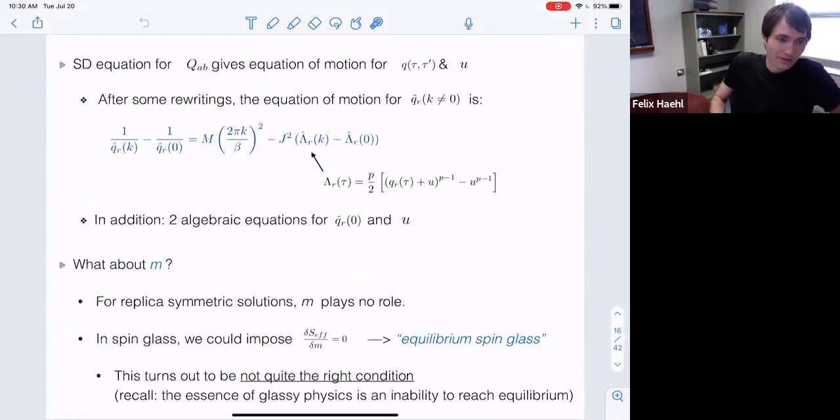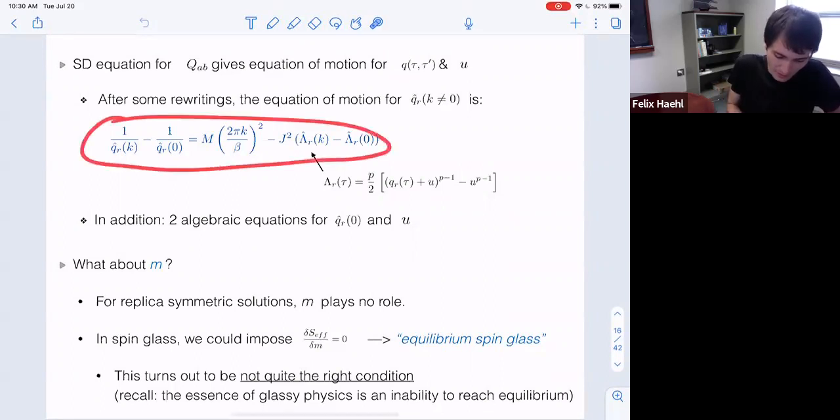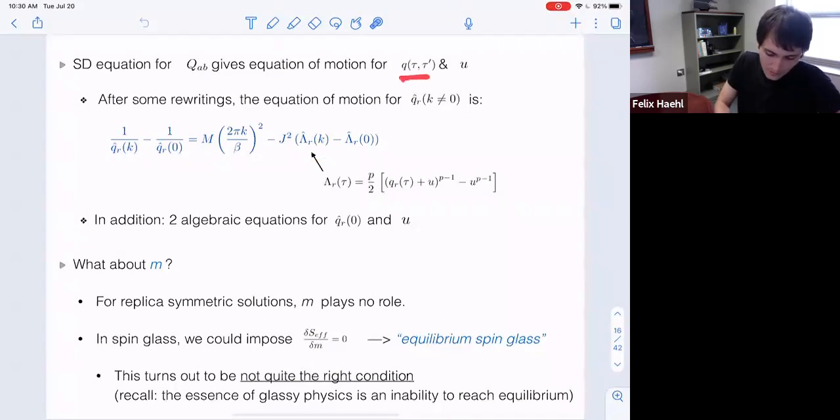In principle, you can consider this Schwinger-Dyson equation I had before. It gives you equations of motion for these parameters, or at least for Q and for the order parameter U. To give you some idea, I wrote here what this equation looks like for just Q in Fourier space, where lambda is this self energy. It's like a self energy that involves Q to the p minus 1, so it's like the sigma variable in SYK.